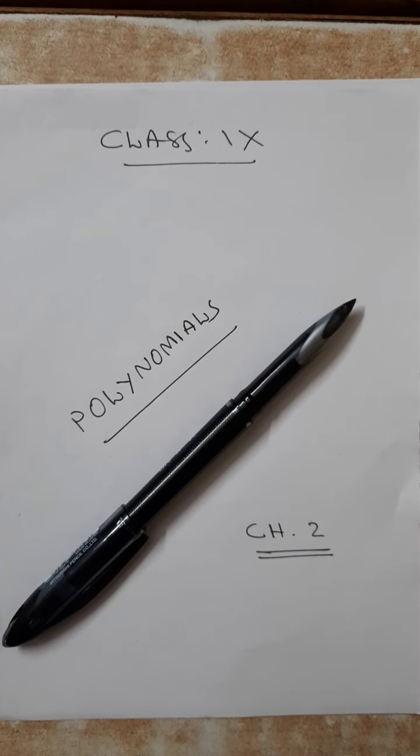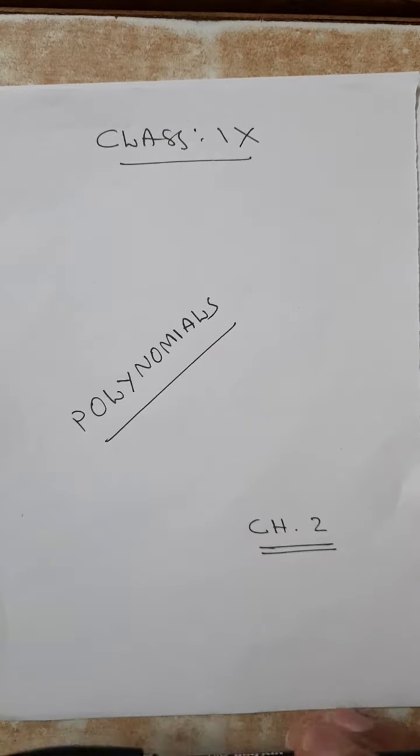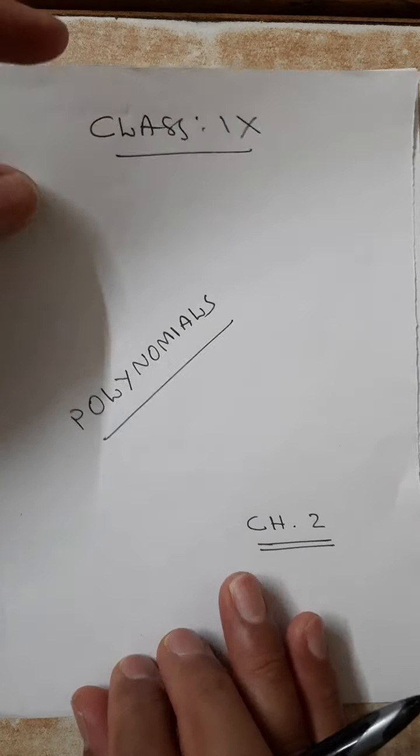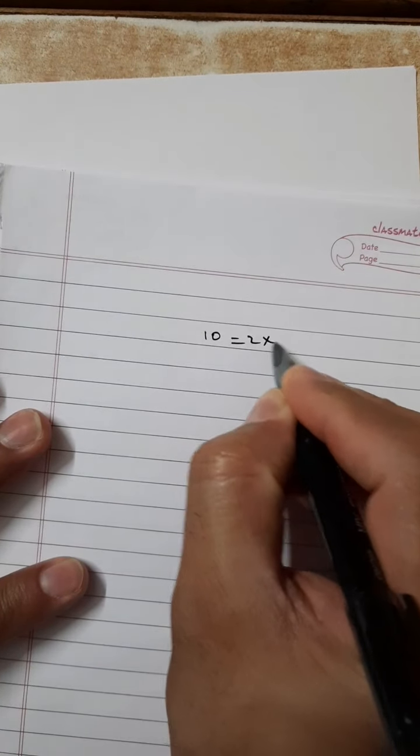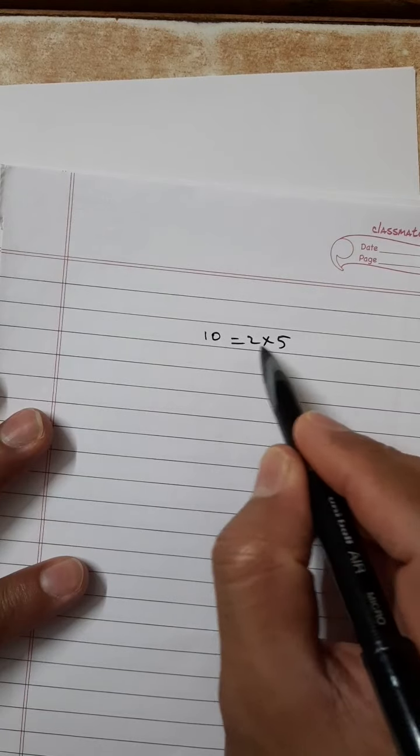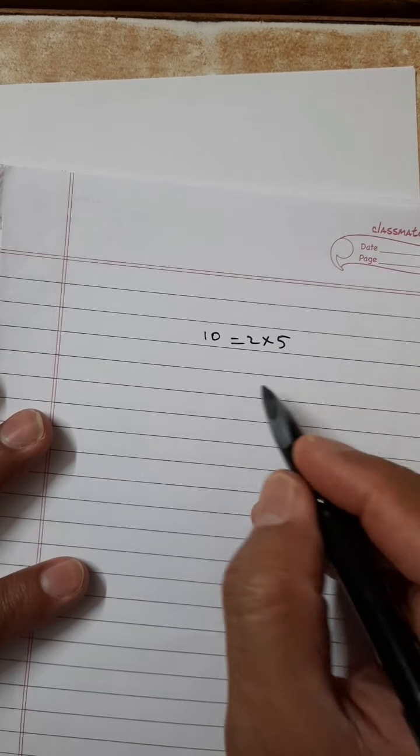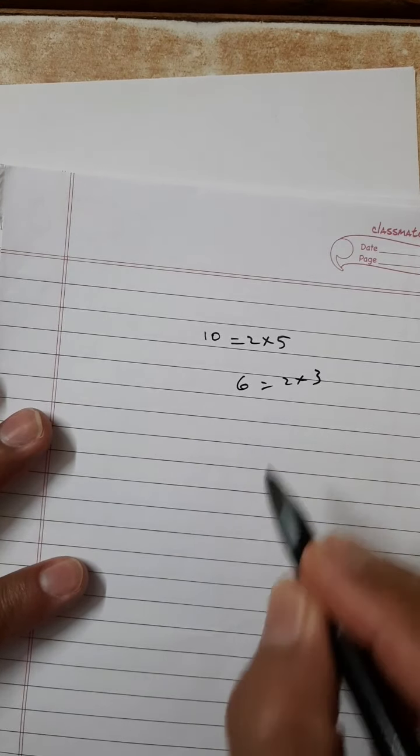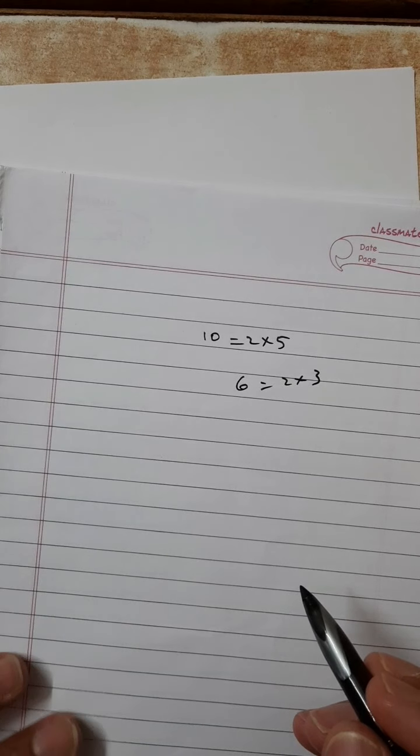Today I am here to explain the topic factorization. Factorization means what? Factorization means breaking. Like when we say 10, 10 is 2 into 5. So factors of 10 are 2 and 5. Broken into factors. 6 is 2 into 3. 2 and 3 are the factors.